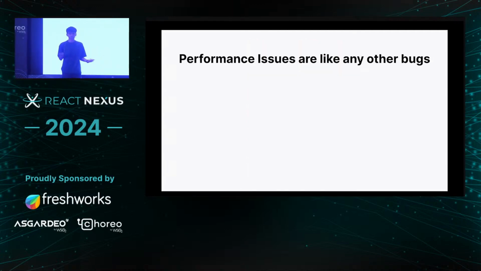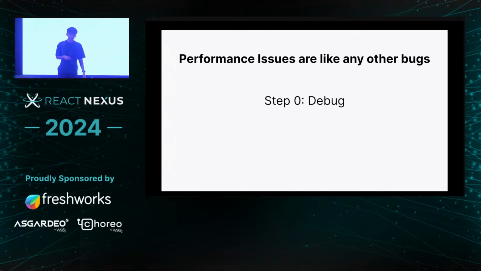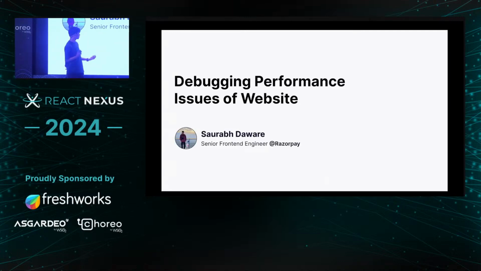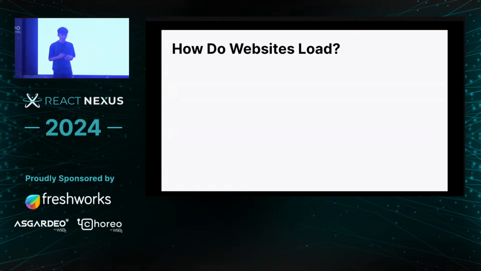Let's say you have a bug in your code. First thing you would do is debug. Like normal people would put console logs, weird people put breakpoints, but essentially how to debug. So that's my talk. We're going to debug. We're going to learn how to debug the performance issues. This is like step 0 of solving the performance issues.